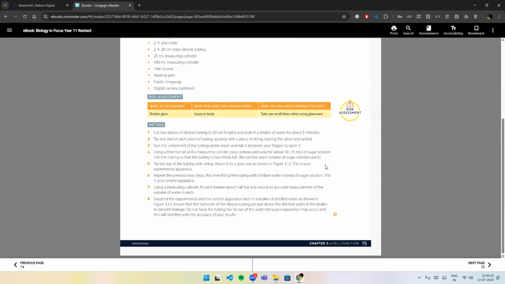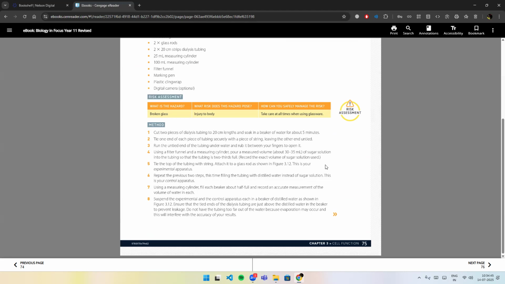Method: cut 2 pieces of dialysis tubing to 20 centimeter lengths and soak in a beaker of water for about 5 minutes. Tie one end of each piece of tubing securely with a piece of string, leaving the other end untied. Run the untied end of the tubing under water and rub it between your fingers to open it. Using a filter funnel and a measuring cylinder, pour a measured volume of sugar solution into the tubing so that the tubing is 2/3 full. Record the exact volume of sugar solution used.